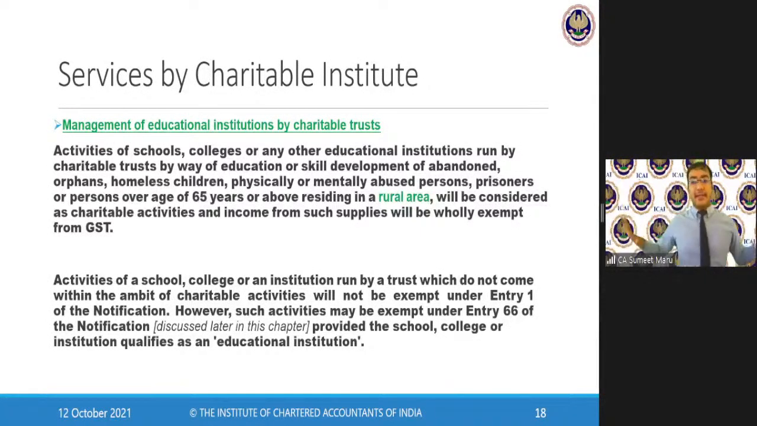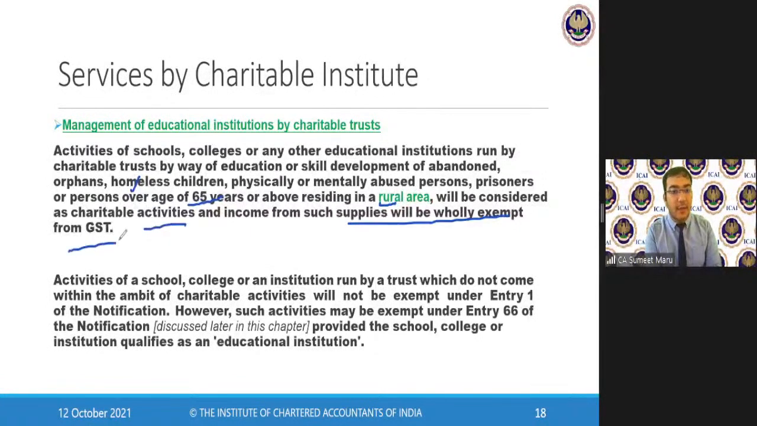Now say if any charitable trust is having an education institution, activities of schools, college, or any other education institution run by charitable trust by way of education or skill development of abandoned, orphans, homeless children, physically or mentally abused persons, prisoners, or persons over the age of 65 years residing in rural areas, will be considered as charitable activities, and income from such supplies will be wholly exempt from GST.